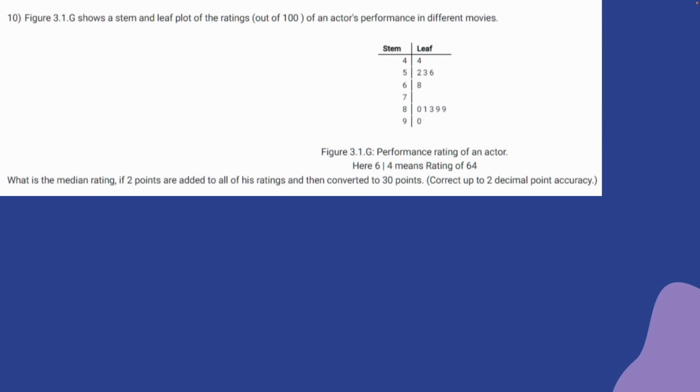So question number 10 happens to be the same question, but over here it is given that the median rating, if 2 points are added to all of his ratings, is then converted to 30 points. Like it is given out of 100, we have to find out of 30 by adding 2 points to his median. Okay, it's a pretty easy question.